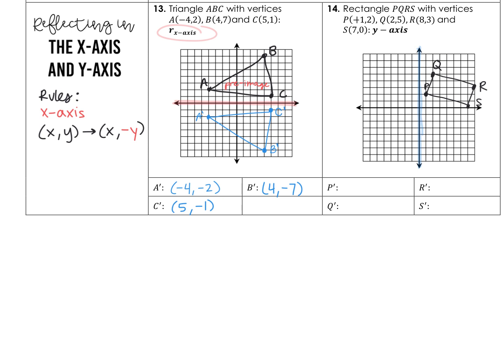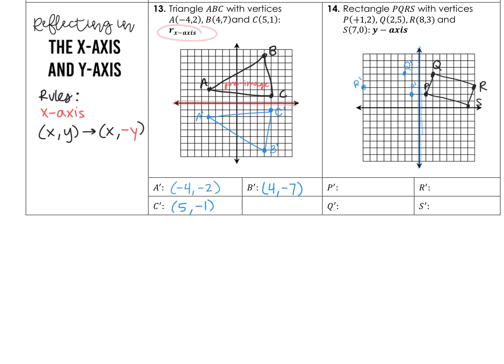Okay, so now you're counting. P is 1 away from this y-axis, so go 1 the other direction. So that would put P prime right there. Q is 2 away, so go 2 the other direction across the y-axis. R is 1, 2, 3, 4... they're 8. So I'm going 8 the other way.